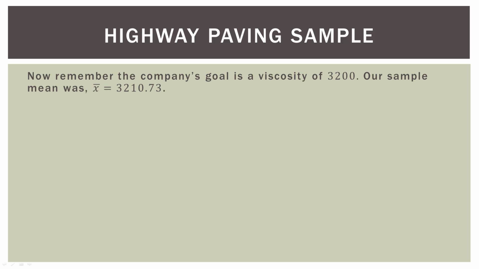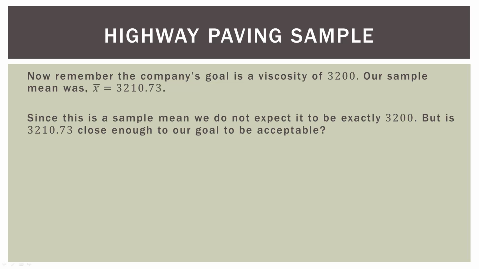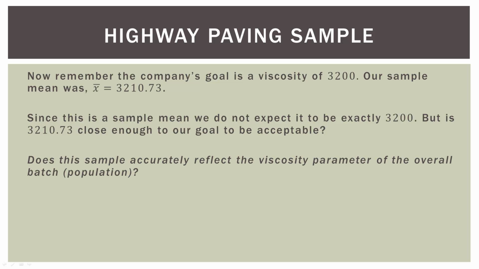Now remember, the company's goal is a viscosity of 3200. Our sample mean was 3210.73. Now since this is the sample mean, we don't expect it to be exactly 3200. But is 3210.73 close enough to our goal to be acceptable? And the question is, does this sample accurately reflect the viscosity parameter of the overall batch or the population?